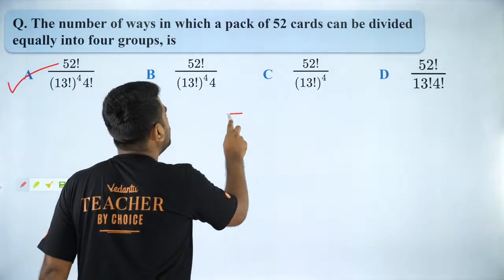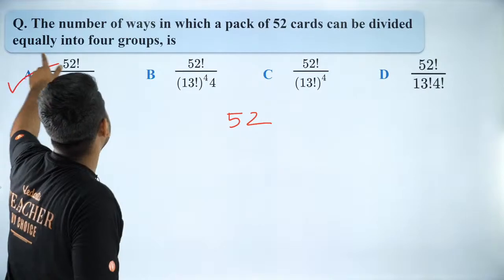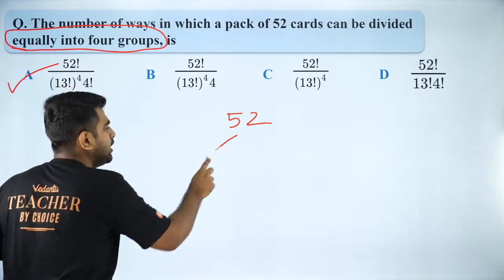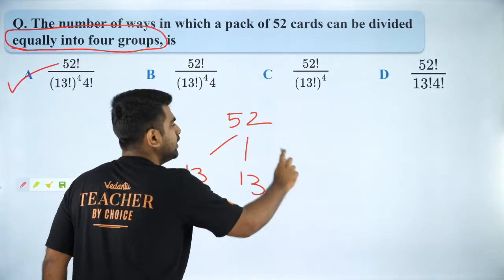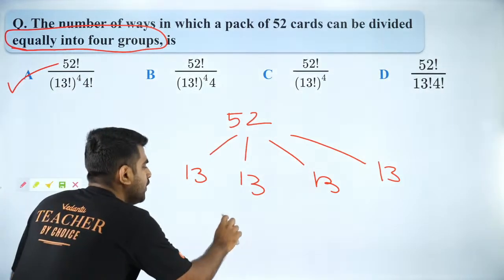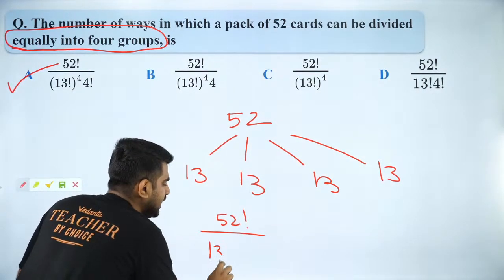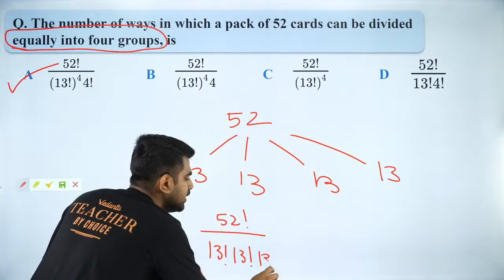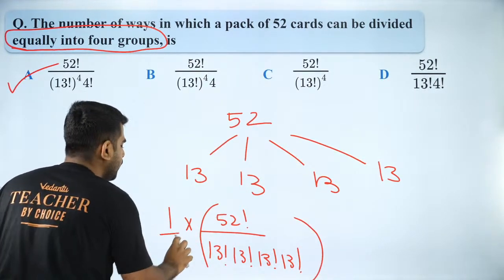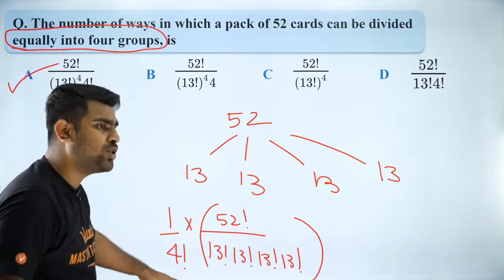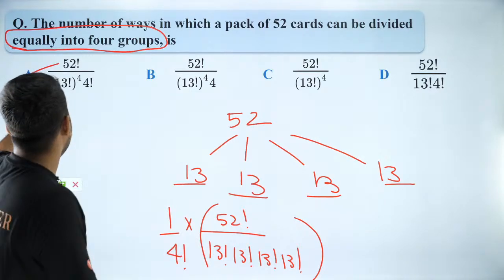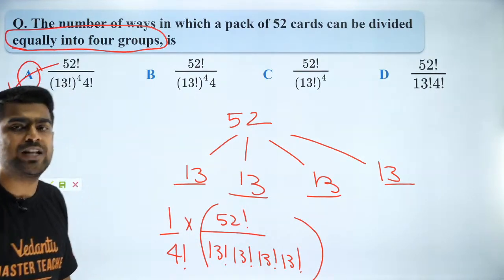Because the answer for this question is nothing but your option A. You have 52 cards. You want to divide it into equally 4 groups. So equally 4 groups means 13, 13, 13, 13. So what is the answer? 52 factorial by 13 factorial, 13 factorial, 13 factorial, 13 factorial, whole divided by 4 factorial. Why 4 factorial? Because there are 4 equal groups. So that will give you option A, which is nothing but your right answer.